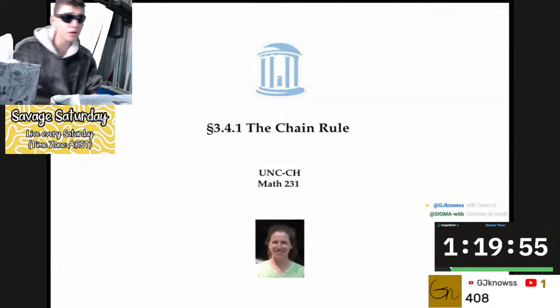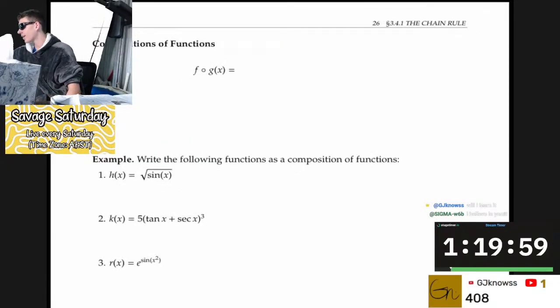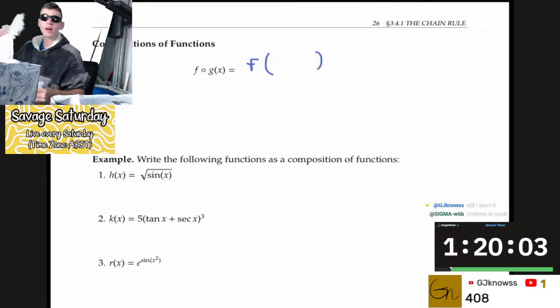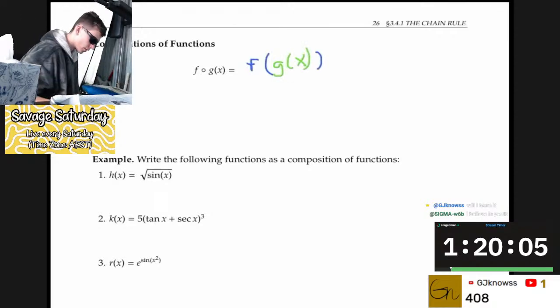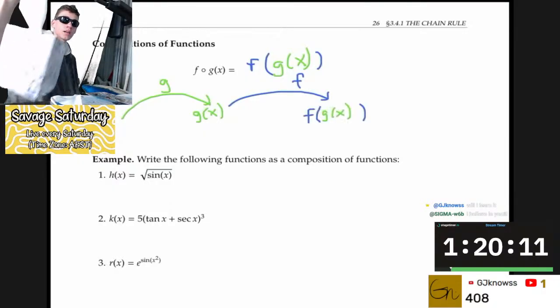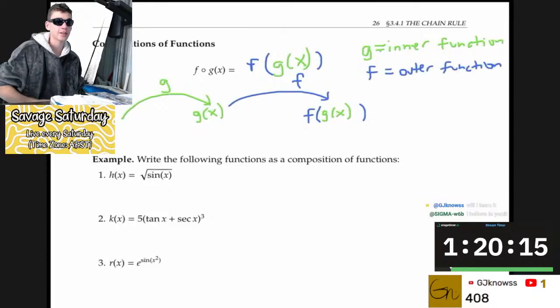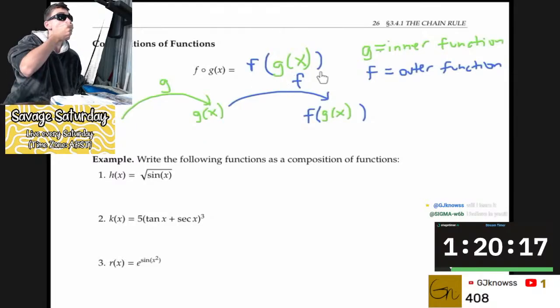The chain rule is a really useful method for finding the derivative of the composition of two functions. Let's start with a brief review of composition. F composed with g means that we apply f to the output of g. As a diagram, this means we start with x and apply g first, then we apply f to the output to get our final result. I'm going to call g the inner function, and f the outer function, because g looks like it's on the inside of f in the standard notation.